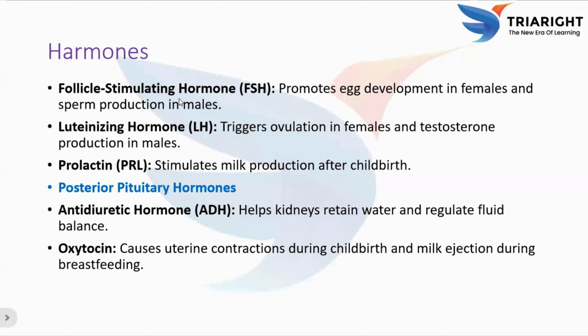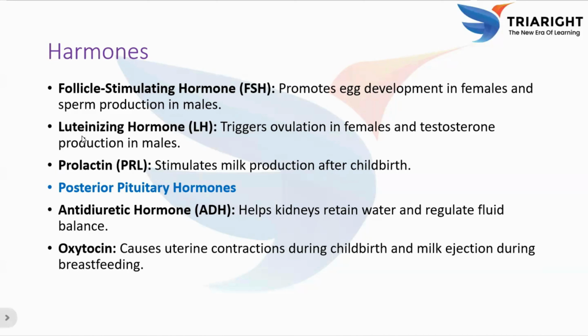Coming to the next hormone, FSH, also called follicle stimulating hormone. What does this hormone do? It helps in the growth and development of the reproductive cells. In females, it helps eggs develop in the ovaries, whereas in males, it helps in the production of sperm. For example, without follicle stimulating hormone, a woman cannot release healthy eggs and a man cannot make healthy sperm.